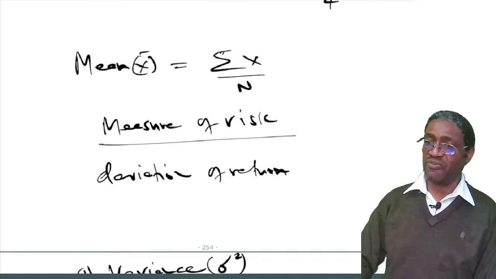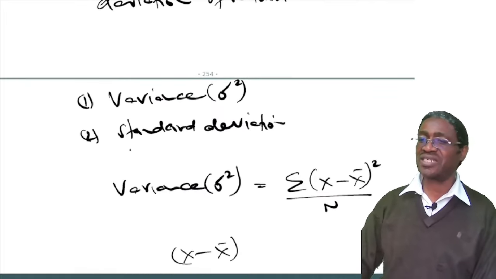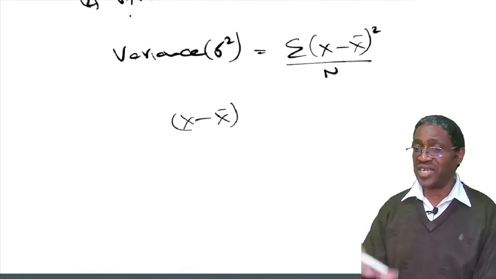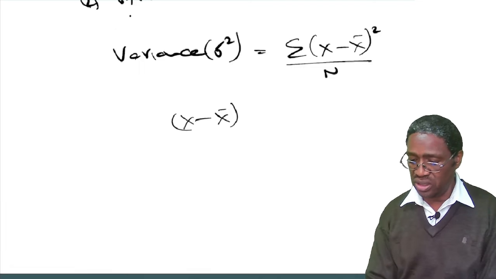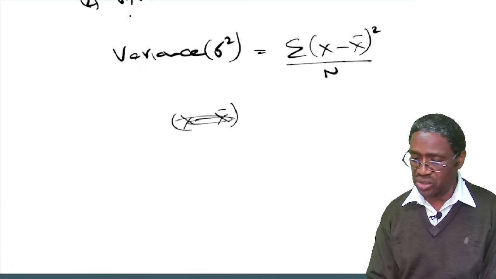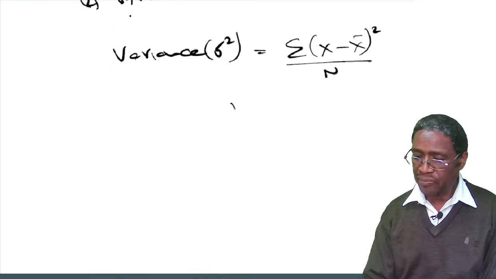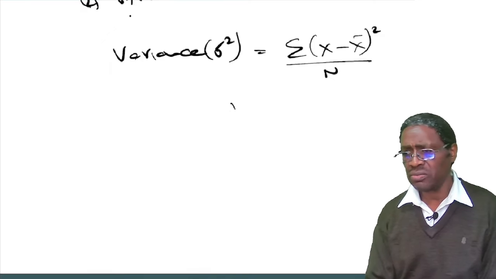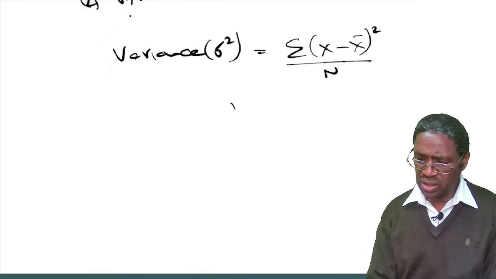Let me put it in form of a table now. To get the variance, I first get the deviation. Listen, I first get the deviations. This is the year.